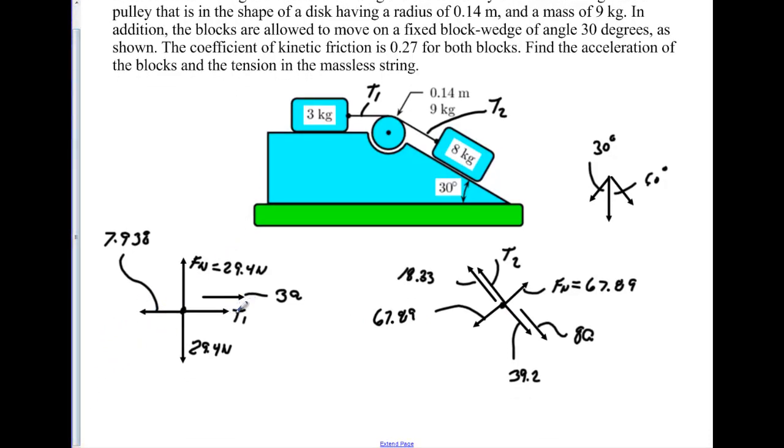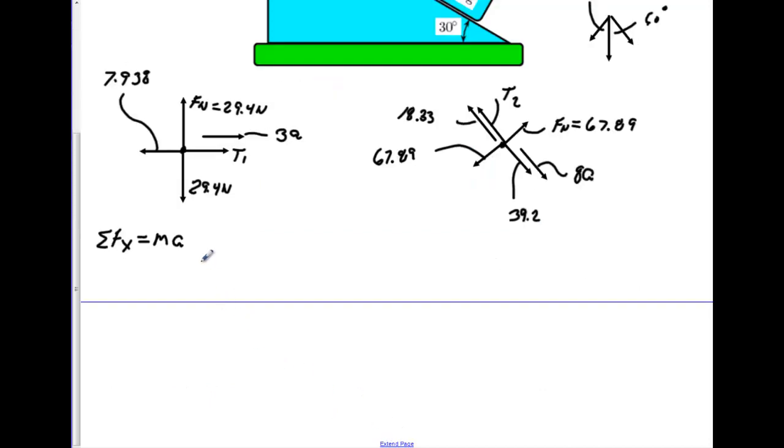I'm going to let everything that goes horizontal be my x, so I'm going to sum my forces in the x direction, and all I'm going to do is set that equal to mass times acceleration. Let's scroll down a little bit. So when I do that, I'm going to let anything that goes to the left be negative. That's going to give me negative 7.938 plus T1, and I'm going to set that equal to 3A.